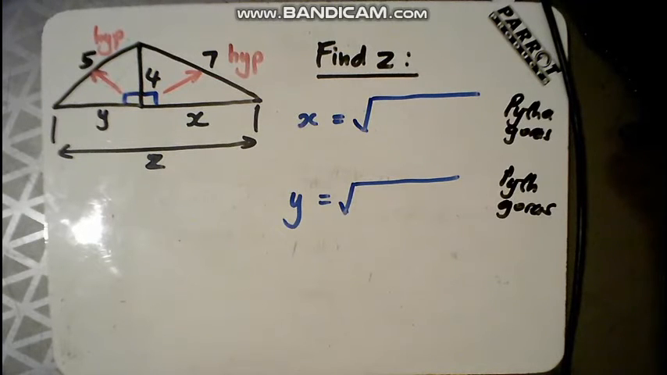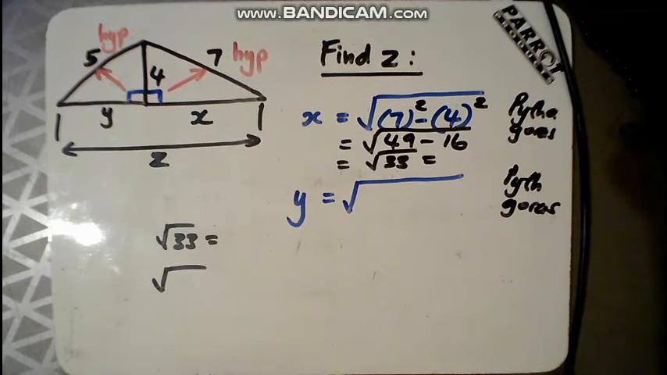When finding a short side, for example in these two triangles, x and y will be short sides. We will then take the hypotenuse squared and subtract the other side squared to find the short side. So 7 squared minus 4 squared will give us x. 7 squared is 49 and 4 squared is 16. Subtract those two. Alright, square root of 33 is 5,7.